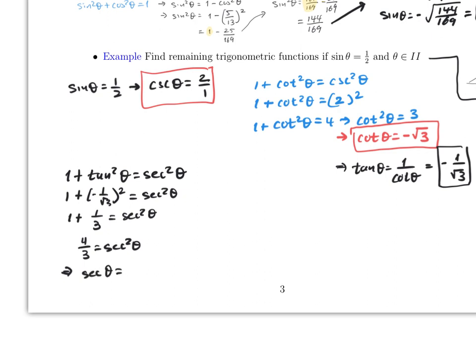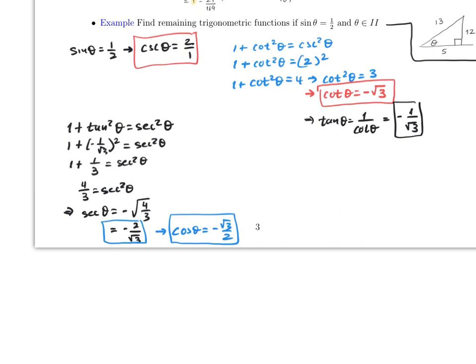Since we're in the second quadrant, right, that's what it says, secant, remember, is negative there. So it's going to be negative the square root of 4 over 3, which will be minus 2 over radical 3. So therefore, from here, that means that cosine theta is equal to minus radical 3 over 2. And that will give us the six answers we need.